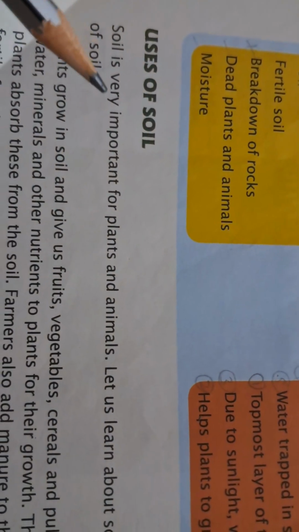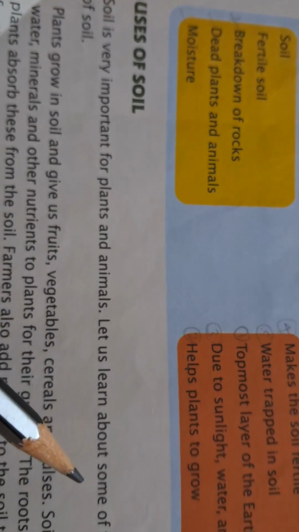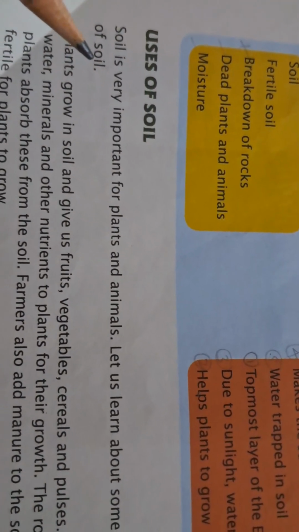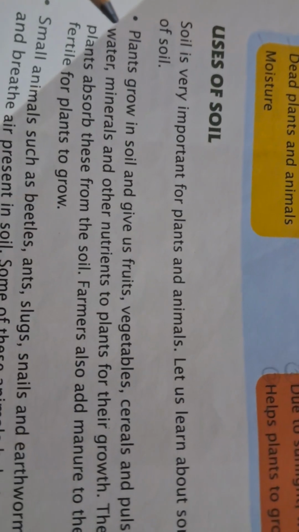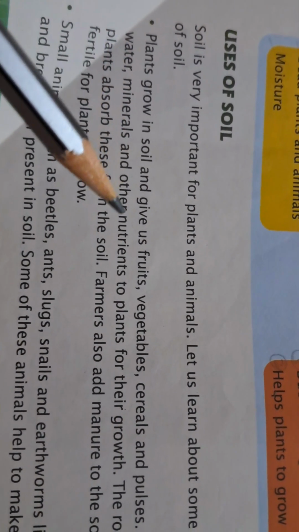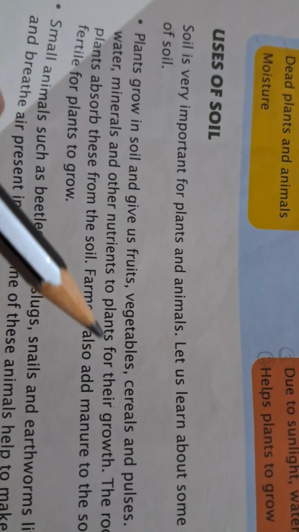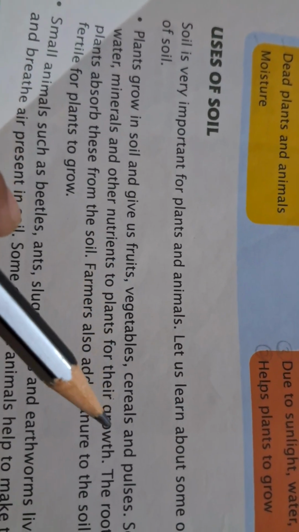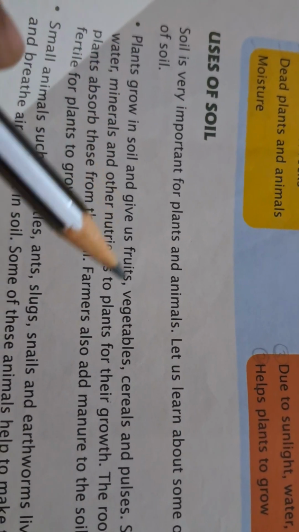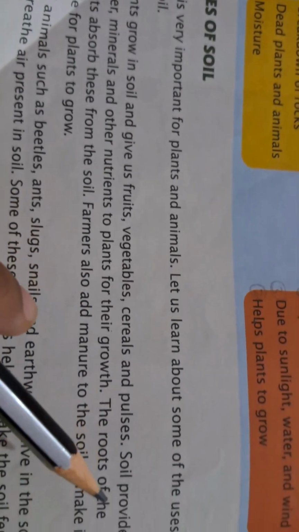Here, soil is very important for plants and animals. Let us learn about some of the uses of soil. Okay. So here we have the points. Plants grow in soil and give us fruits. Vegetables, not only fruits, vegetables, cereals and pulses also. So plants grow in soil that will give us fruits, vegetables and cereals and also pulses.